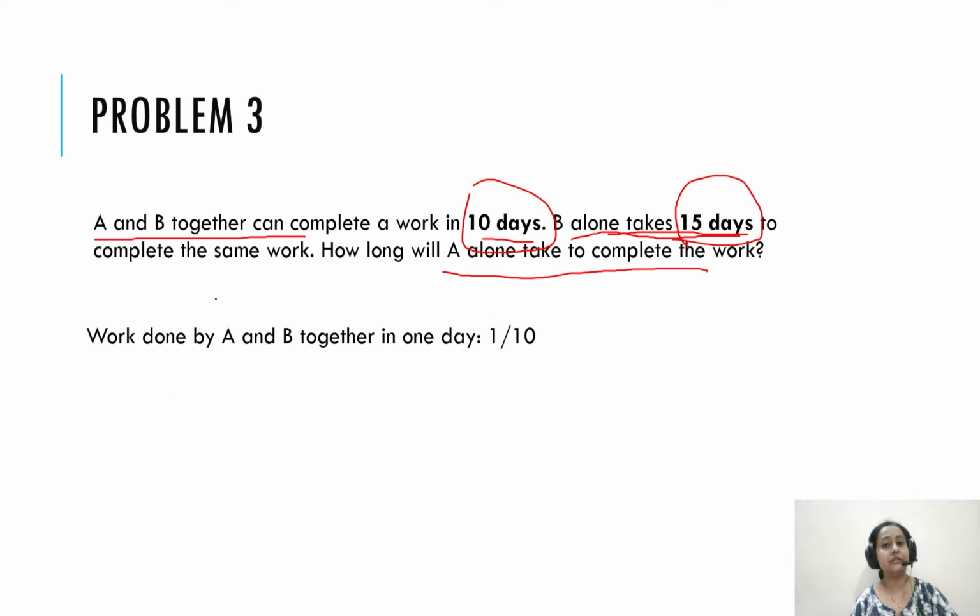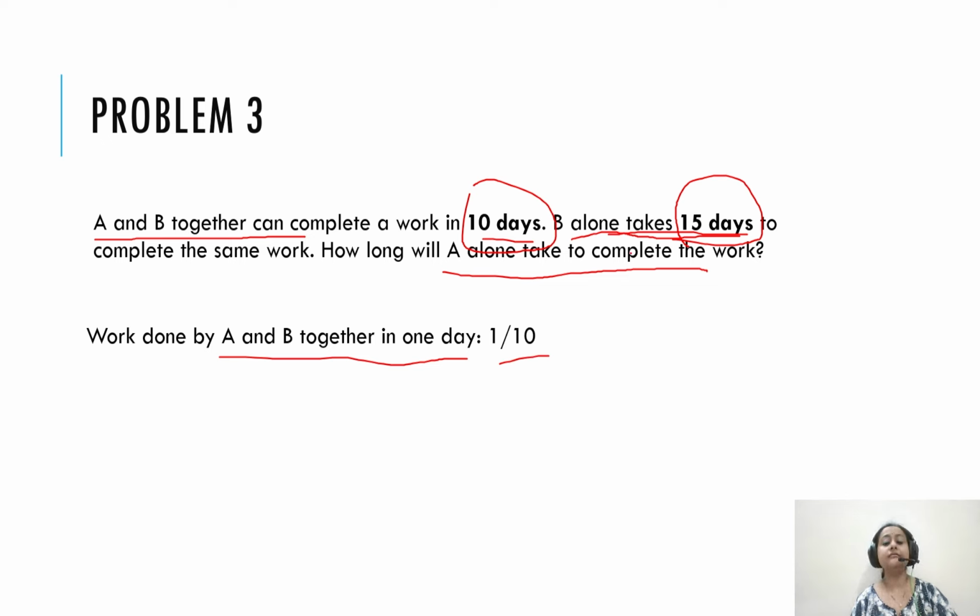So again we will go by this: in how many days A and B together can complete the work, what is the portion that A and B together can complete in one day. So the portion is obviously 1 by 10, right? Just like the previous two problems. So together A and B can complete 1 by 10 in one day.